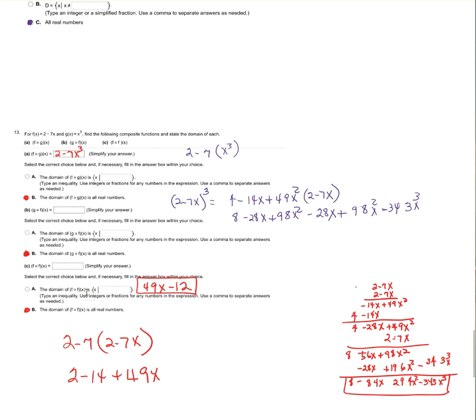And then f of f means you're going to put 2 minus 7x in for this x. So that's down here, 2 minus 7 times 2 minus 7x. Distribute the negative 7, and you end up with this as your final. Let's see what we got. 2 minus 14 is negative 12 plus 49x, and that's your final answer.